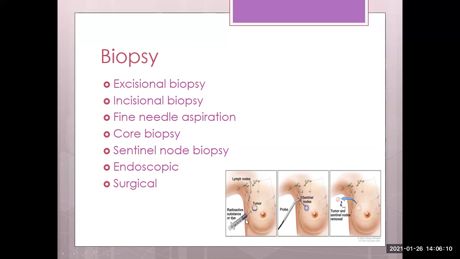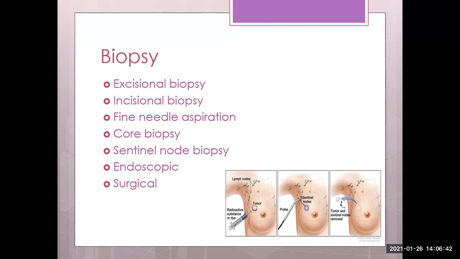So to do a sentinel node biopsy, they will take this dye, and it's either radioactive or a blue dye or a combination of the two, and they will inject that dye directly into that tumor. So once they inject the dye into the tumor, then that dye will travel to the lymphatic system. The first lymph nodes that that tumor would drain to, or the first lymph nodes that that tumor would spread to, is essentially what we're looking for.